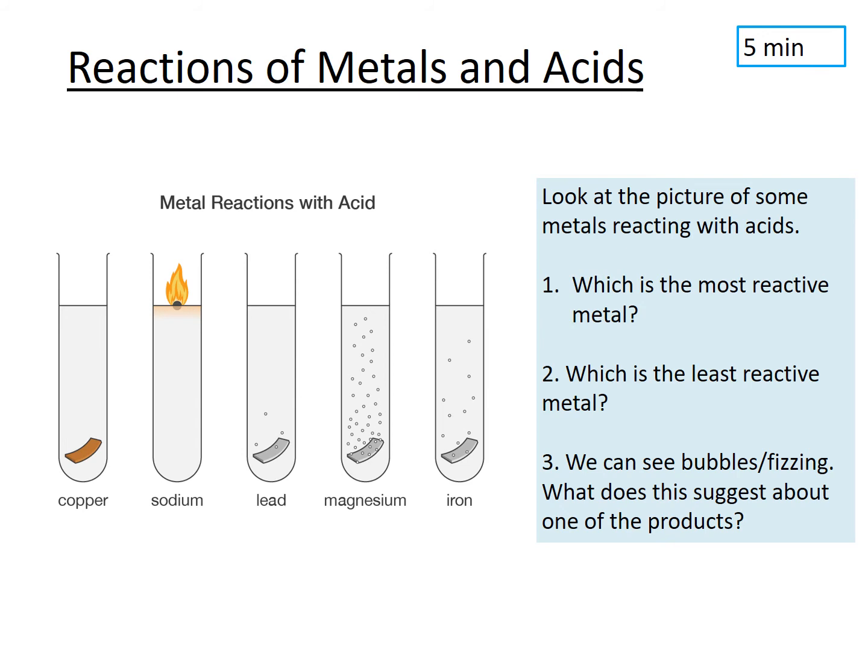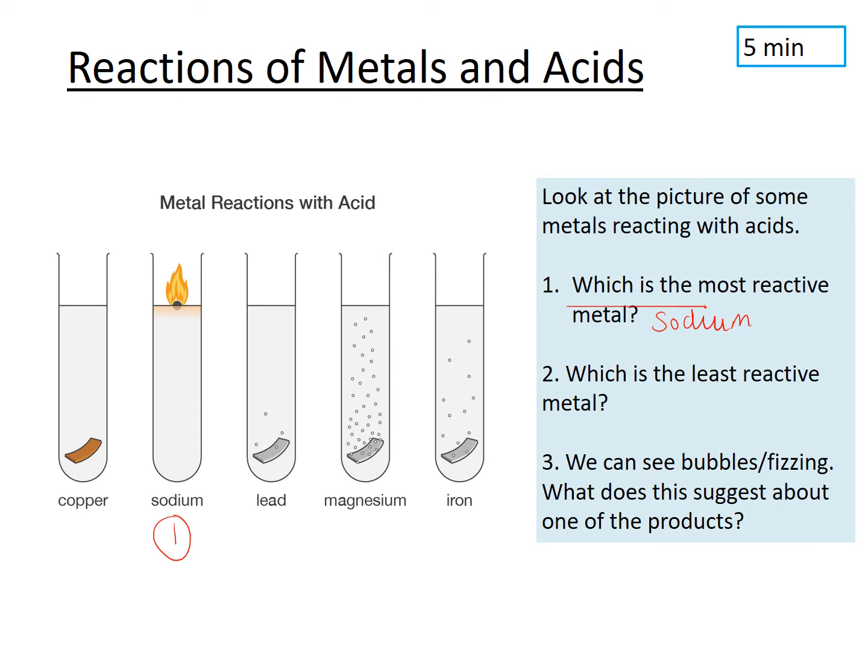So let's have a look. So look at the picture of some metals reacting with acids. The metals we've got are copper, sodium, lead, magnesium, and iron. And the first question asks us which is the most reactive metal. And in order to determine which is the most reactive metal, we're going to look for evidence of the most rigorous reaction. Out of all of these ones, we can see that the reaction between sodium and the acid has got a flame, making sodium the most reactive metal.